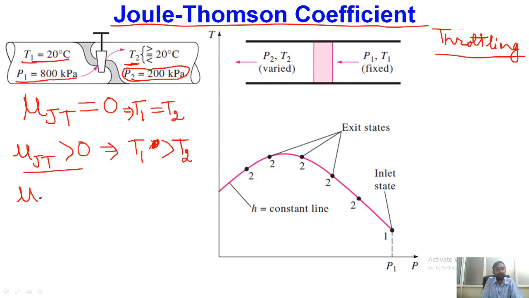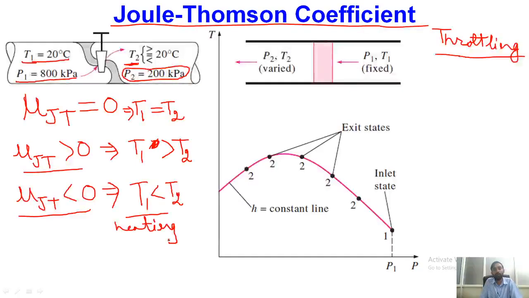And if we have a negative Joule-Thomson coefficient, the temperature at point 1 will be less than the temperature at point 2. So if the Joule-Thomson coefficient is less than 0, we will have heating of the working medium. If it is greater than 0, we will have cooling of the working medium. And if the Joule-Thomson coefficient is equal to 0, the working medium will have the same temperature at both the inlet and outlet of the throttling device.